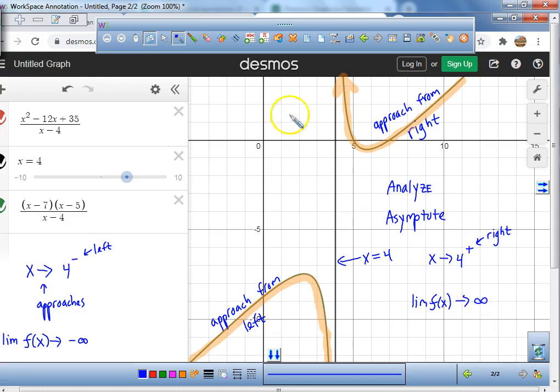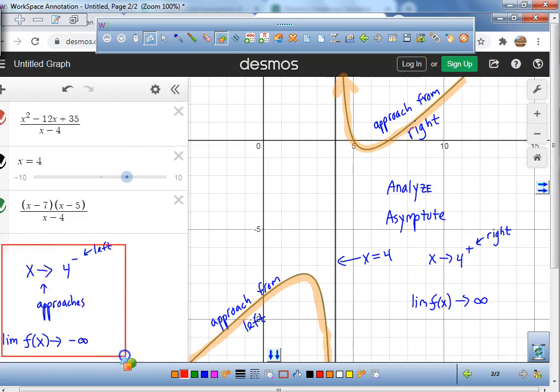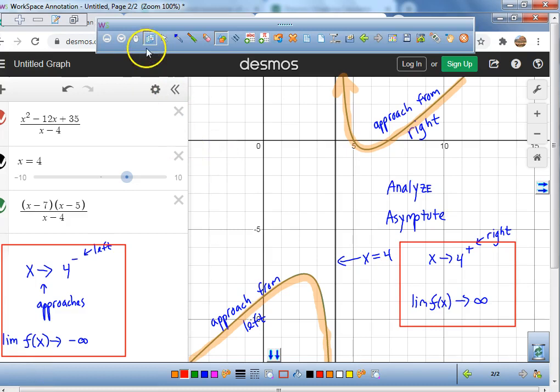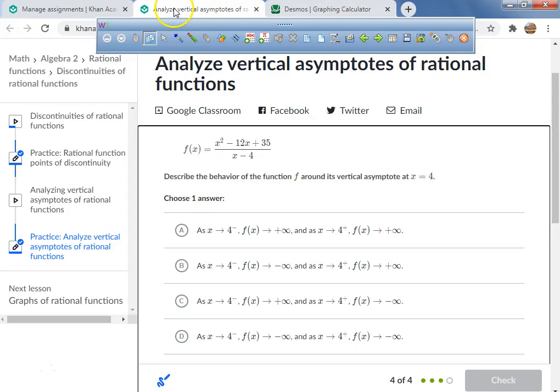So what I'm going to be looking for is an answer that has, as x is approaching 4 from the left, I'm going to negative infinity, and as x is approaching the asymptote from the right, I'm going to positive infinity. That's one of the answers, this is the other answer. So let's take a look at this now. Let's take a look at our answer choices, okay?